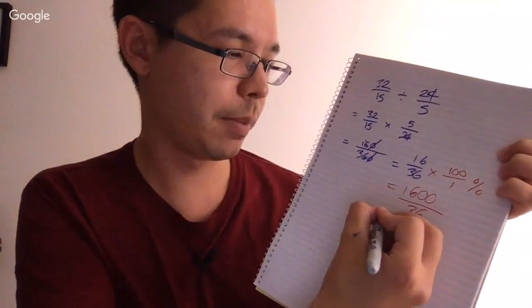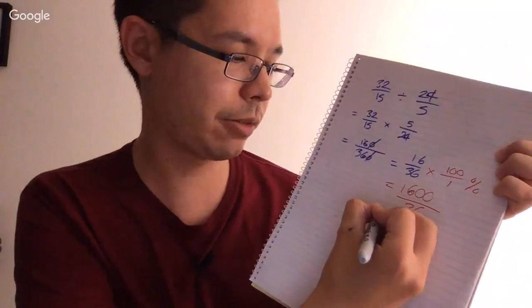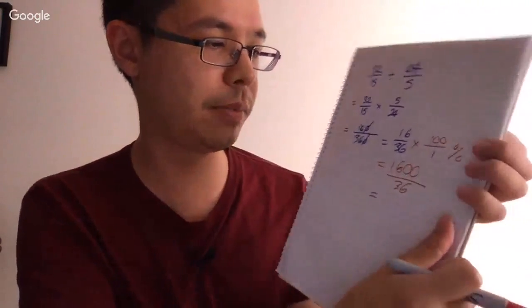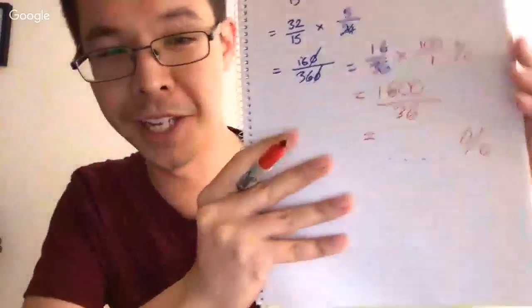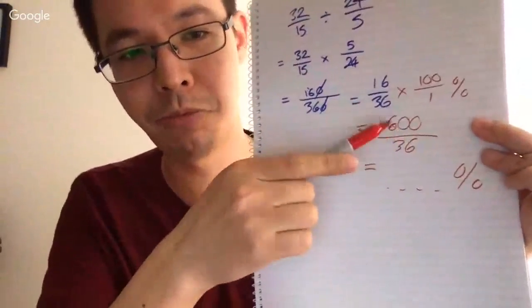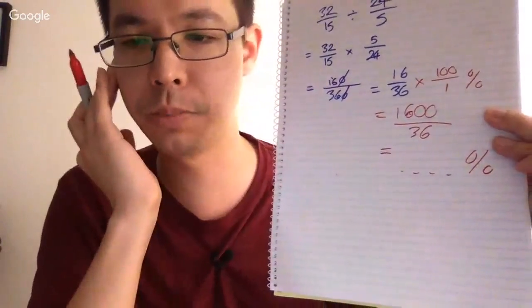And I can't do that in my head, so I could do long division, or I might try and factorize and cancel out terms. So 1,600 divided by, oh God. You know what? Doesn't really matter. You solve the rest. As long as you can simplify and figure out what that answer is, that'll give you your answer in percentage. Done.